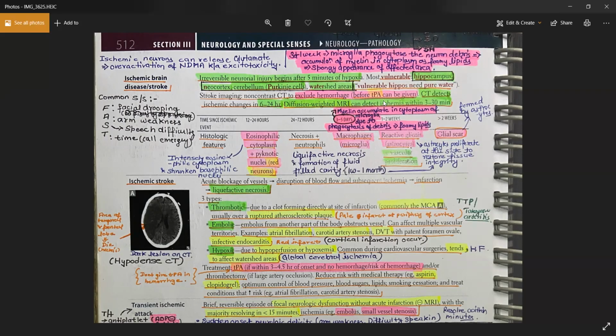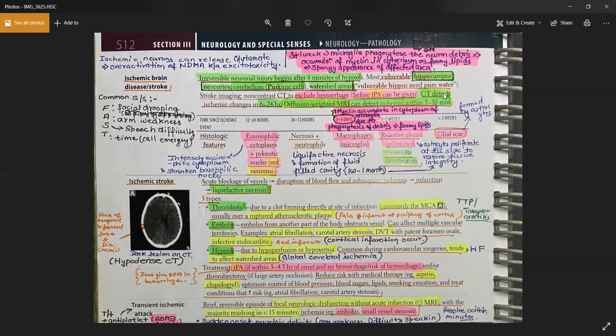You cannot give the patient that, because if you give the patient, it will further promote the hemorrhagic type of stroke. Okay. Now, the CT scan can detect the ischemic changes only after 6 hours, not within 6 hours. But the MRI can detect the changes within 3 to 30 minutes.